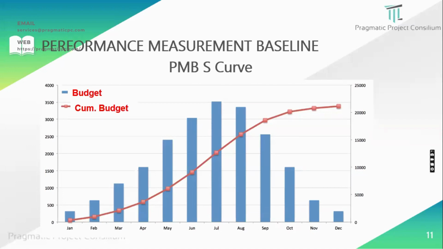Here, the time-based plan exhibits an S-curve, which is the budget as well as a cumulative budget. When you look closely at this budget part, it is shown in the blue bar, and it is all spread across the months from January to December. It's a very common S-curve for study purposes only.